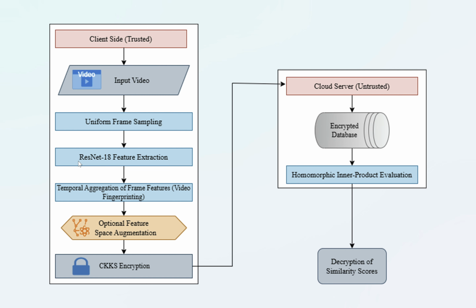Then we are using a ResNet 18 convolutional neural network model. So this model is usually a classification model. So what we did is we removed the final classification layer and we used the previous layer which consists of embeddings. So we work on those embeddings, and after that for those embeddings we perform temporal aggregation. So after the temporal aggregation, we get a 512 dimensional fingerprint vector.